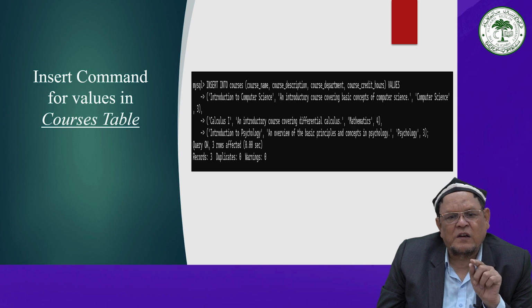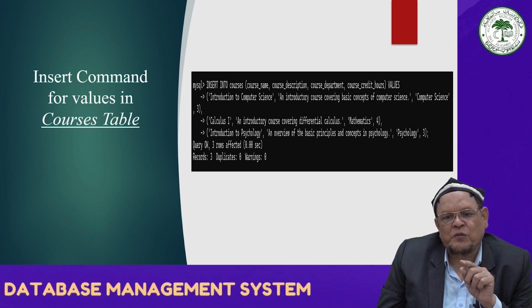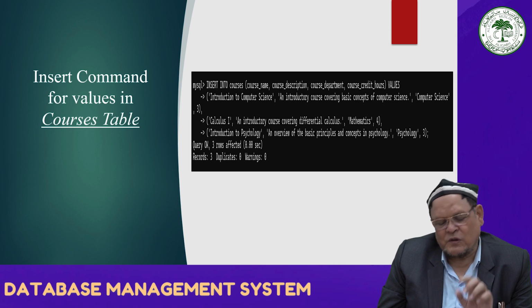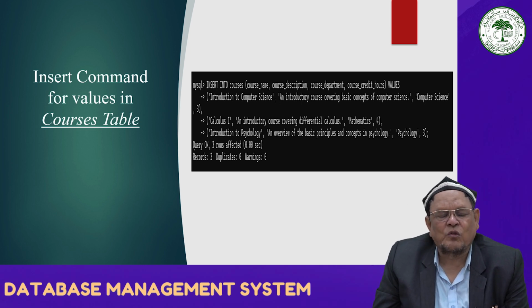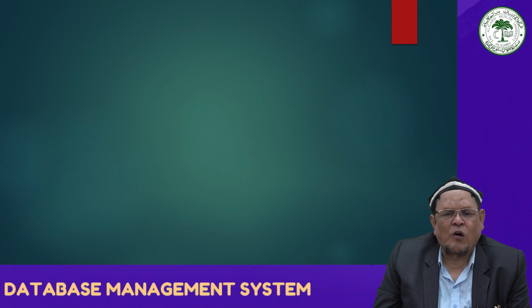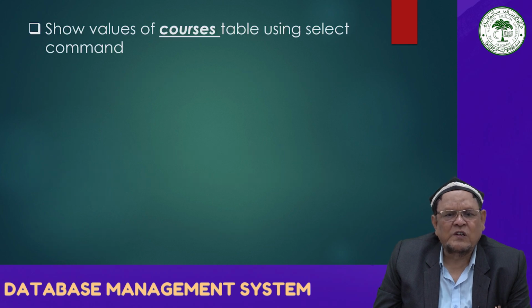Here I added 3, maybe introduction to psychology, an overview of the basic principles and concepts in psychology, a 3 credit course. When you press OK, 3 rows affected. In this way, we are able to insert the data. Then how will you see it?